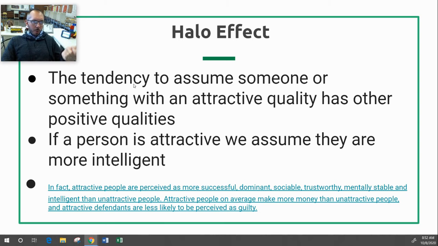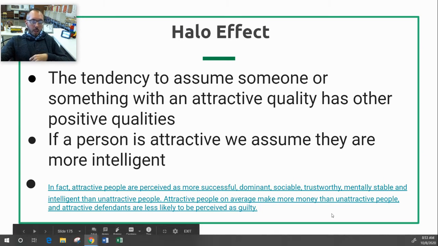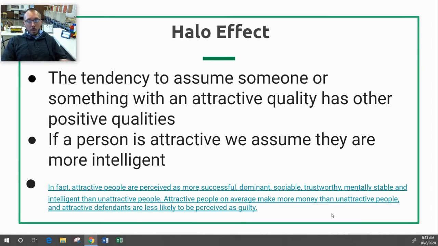Because we do assume that if someone has a good trait, that's going to carry over to other traits. And that might be what we're doing here with rating physical attractiveness. It's called the halo effect. It's the tendency to assume that someone or something with an attractive quality has other positive qualities. So if a person is attractive, we might assume they're more intelligent. And in fact, there's a really good article here if you want to read it, from some research that's done. Attractive people are perceived, get ready for this, buckle in, as more successful, dominant, sociable, trustworthy, mentally stable, and intelligent than unattractive people. They, on average, make more money and are less likely to be perceived as guilty.